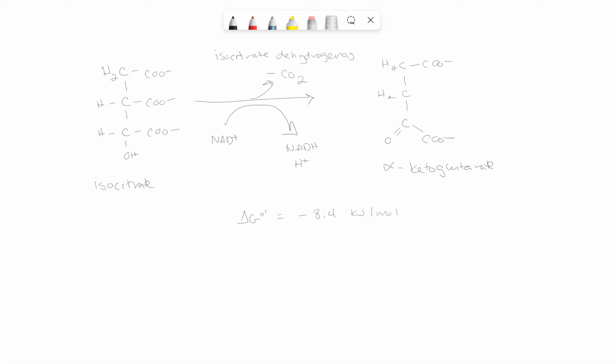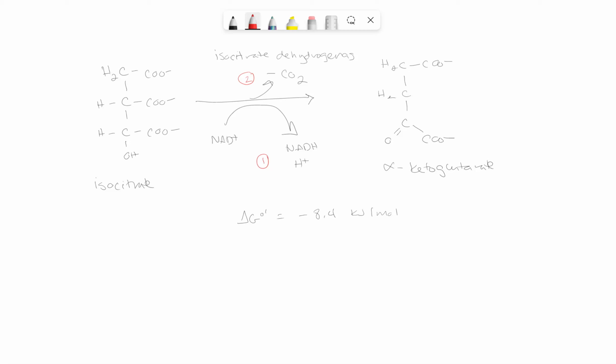So the first step is the oxidation, and the second step is the decarboxylation. And I don't think we need to get into the details of the intermediate specifically.